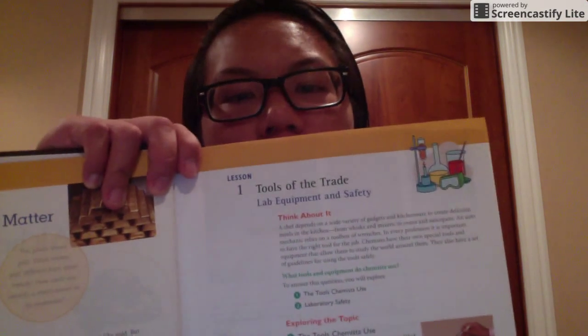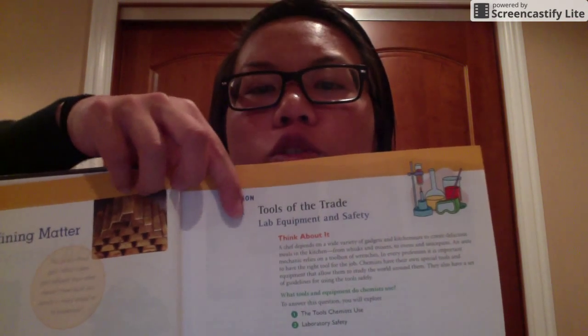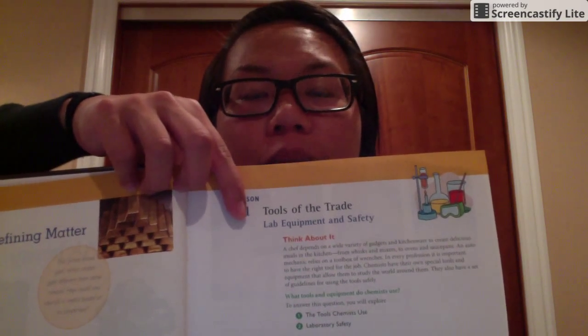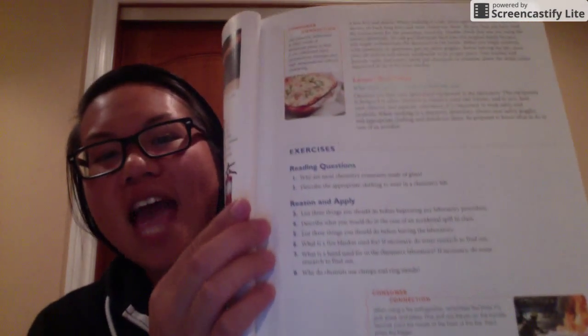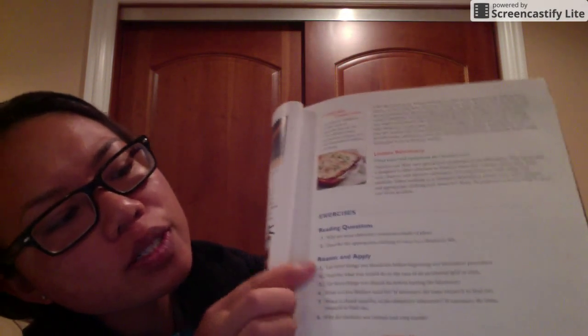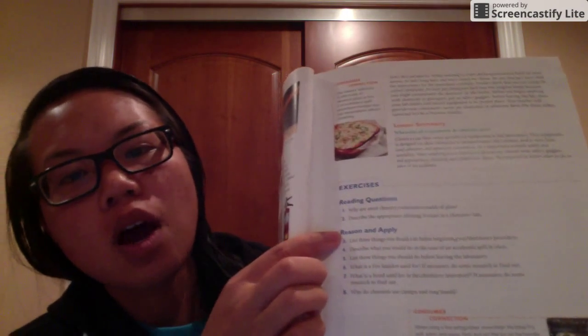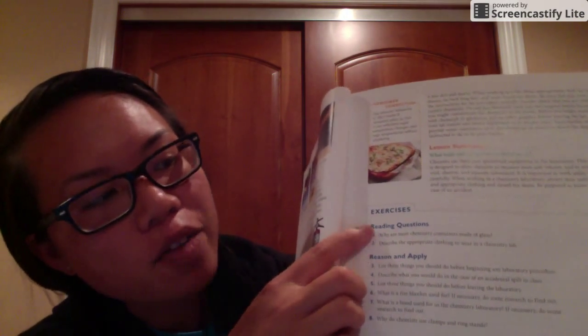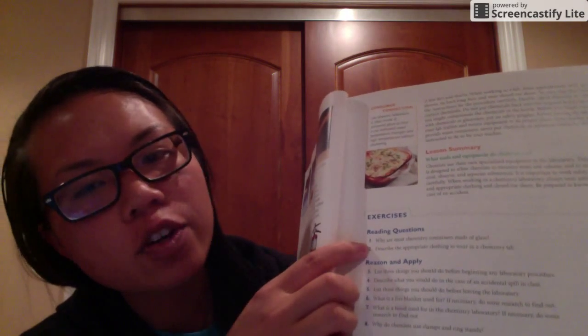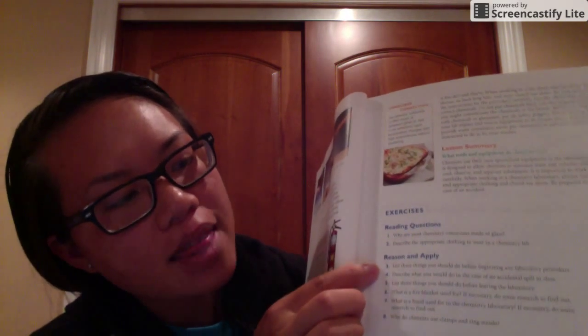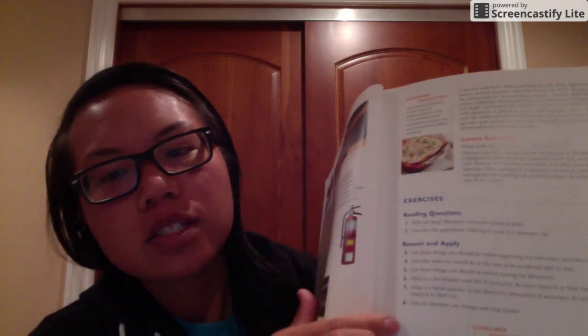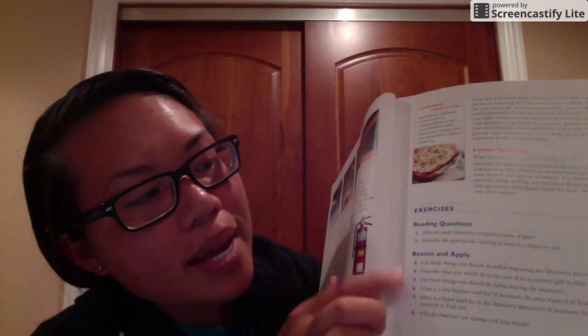So on your textbook, it says Lesson 1, Tools of the Trade. That's the title that you're going to write down. And if I continue flipping through Lesson 1, there's also a digital version of this. At the end of each lesson, there are reading questions and reason and apply questions. I almost always will have you do the reading questions, so at the end of your notes, you have to answer them. And then after that, only do the reason and apply questions if I tell you to, and I'll tell you which numbers to do for each assigned reading, right?